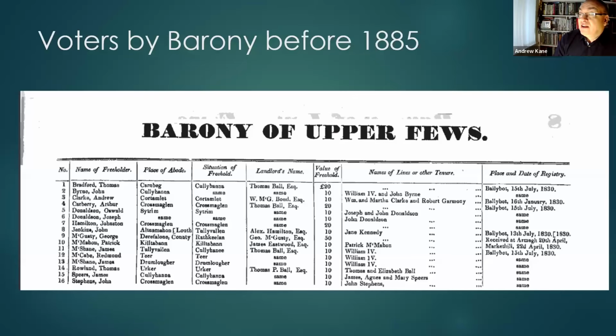Here you see then a typical voter list. This is for the barony of the Upper Fews in County Armagh, and it gives you the name of the voter down the right-hand column.